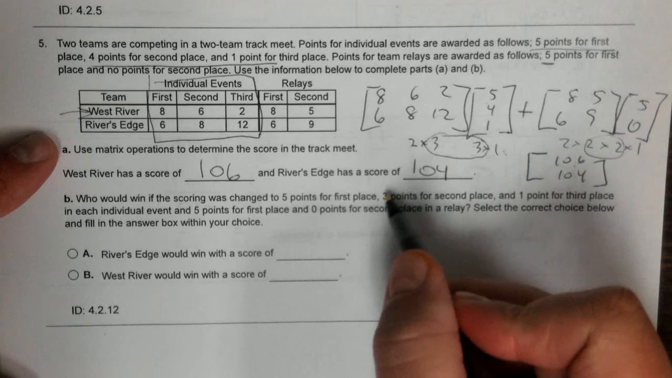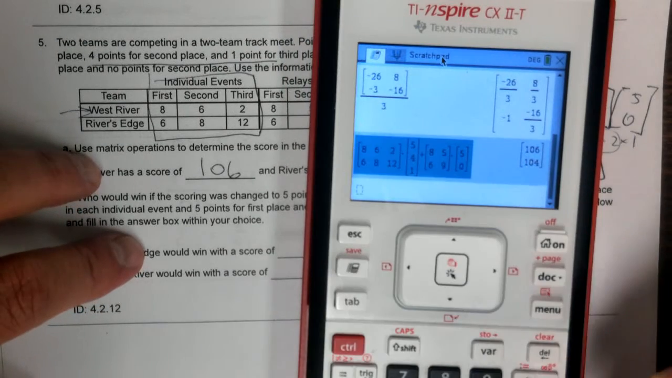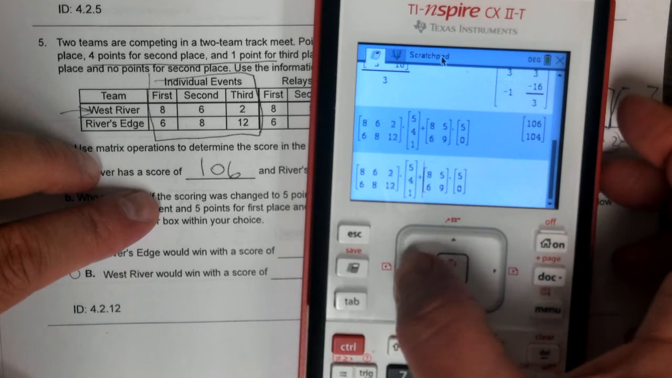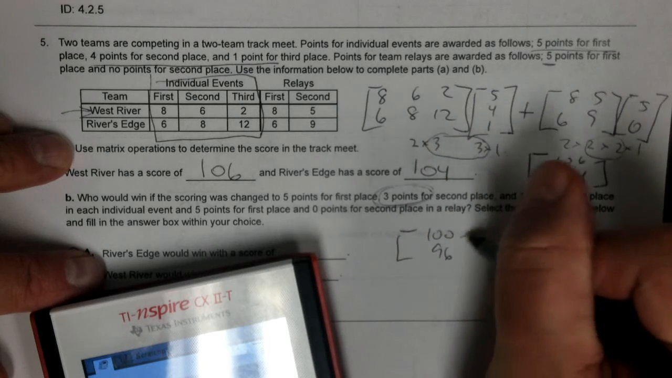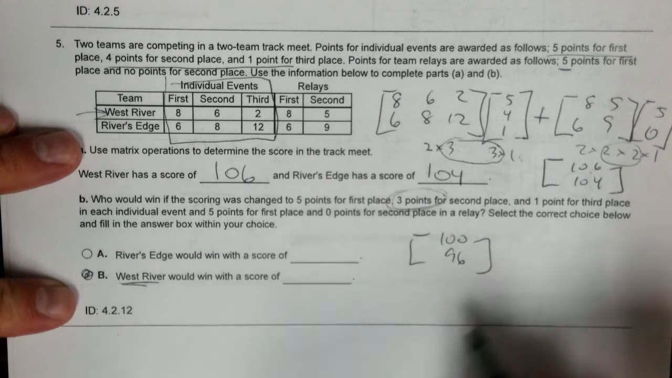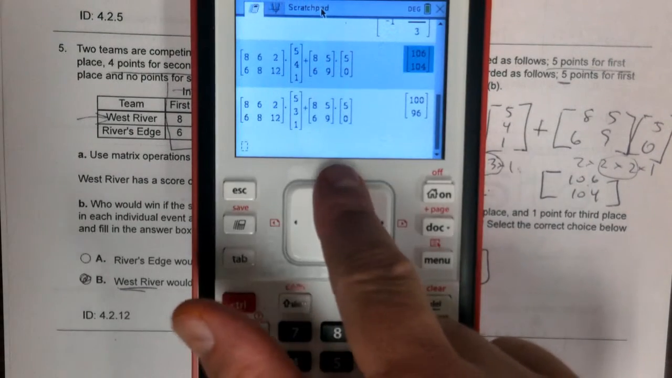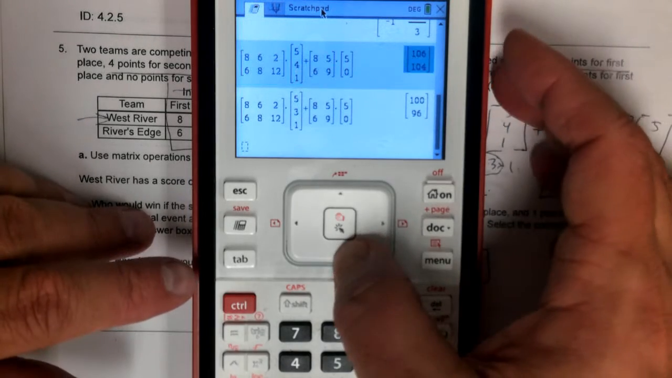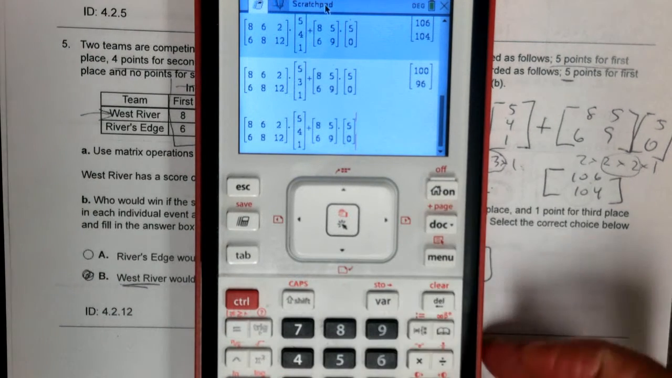Now what they want you to do is change this to be 3 points for second place, but it looks like everything else stays the same. So what you do is you just up arrow and press enter, and then you just change this one to a 3. And then there's your answer, 196. And then the top one's still West River, with a score of 100. Okay. Now there's other ways to copy and paste. If you wanted to not just press enter, you can do Control C and then Control V. But anyway, that's how that works.